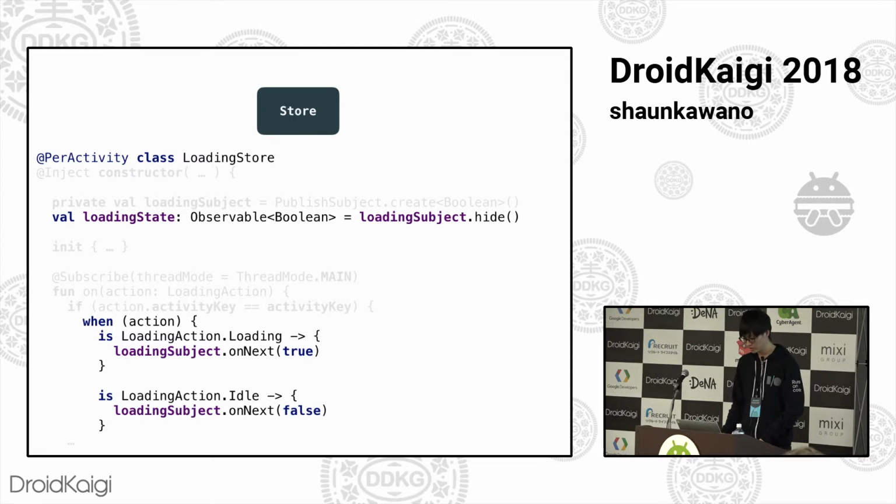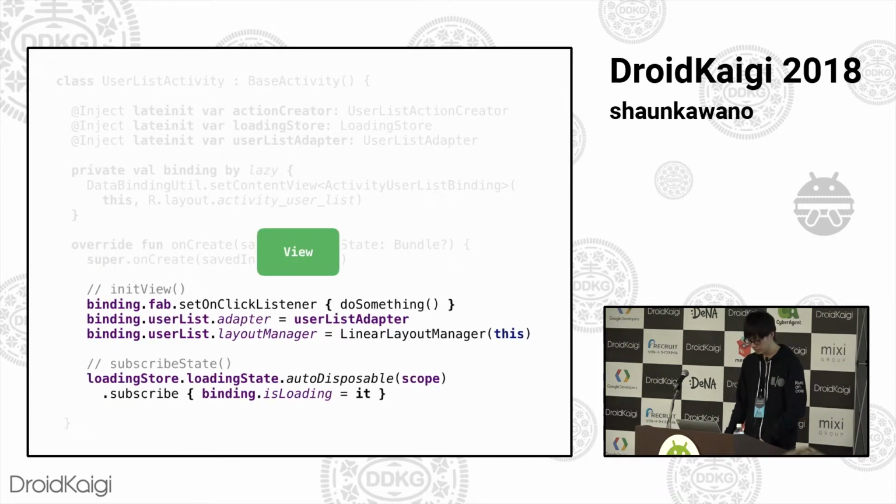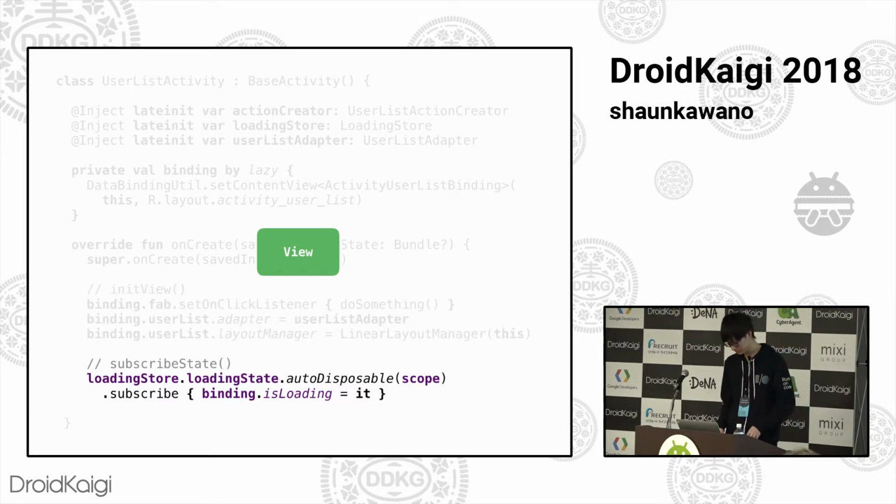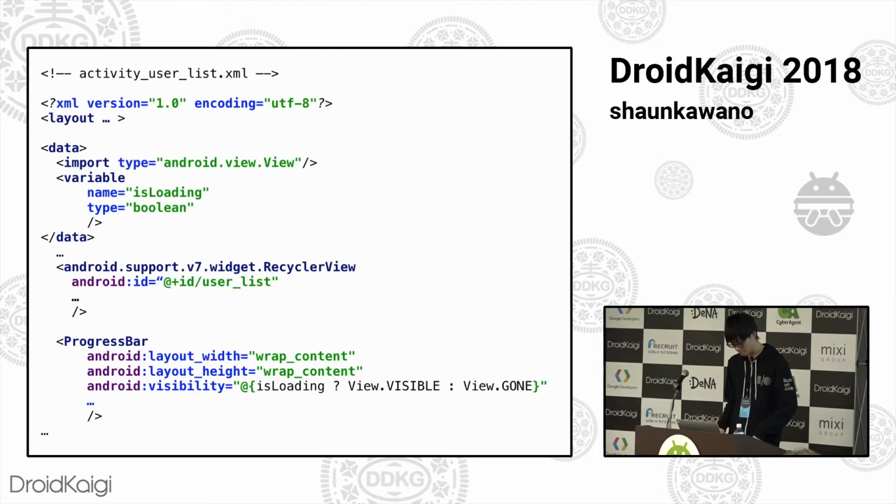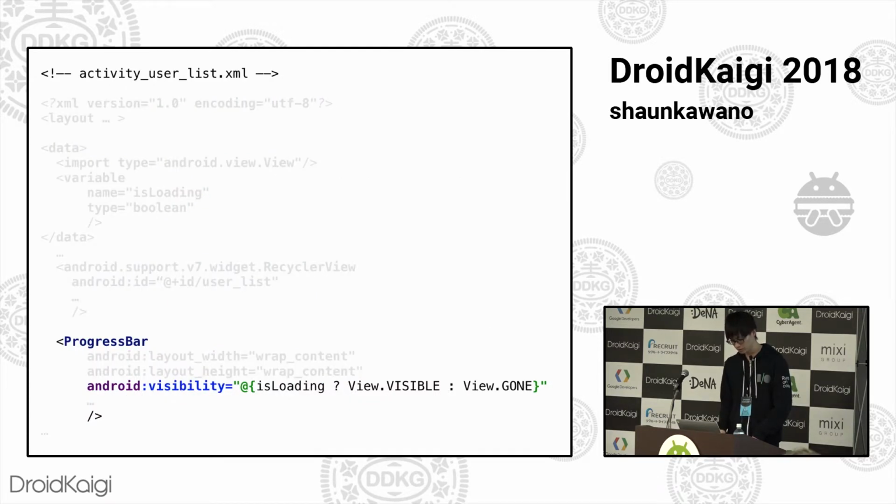We're going to use loading state for the view, and that's what we wrote for the first time inside the activity. So we subscribe to loading state, and when it streams the value, either true or false, we pass it to isLoading, so that the progress bar will show based on the value. Here, the data binding will react to it, and based on the value, it changes the visibility.